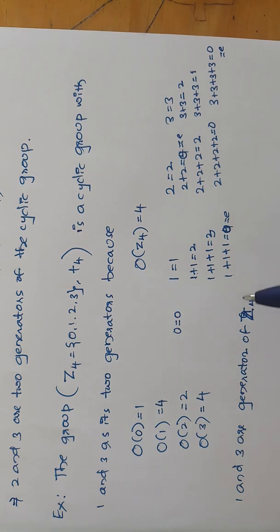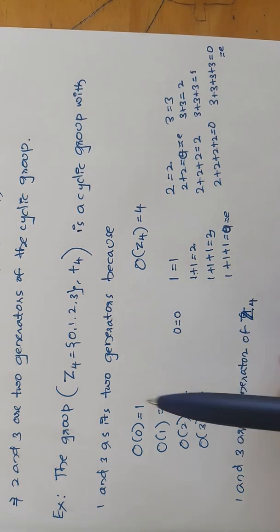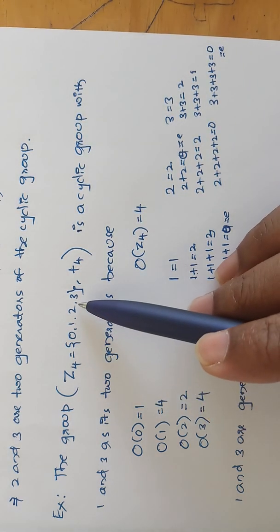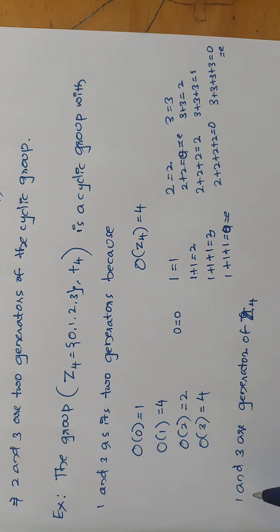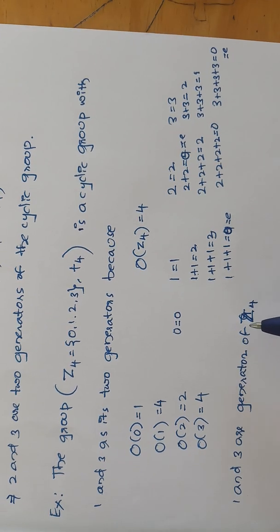If you add 0 one time, you get 0. So the order of 0 is 1. The order of 1 is 4. The order of 2 is 2. The order of 3 is 4. So the order of Z here is 4. The order of Z and the order of the generators of Z are one and the same. Therefore the generators are 1 and 3. From 1 and 3 we can construct all the elements of group Z. Therefore the generators of the group Z4 are 1 and 3.